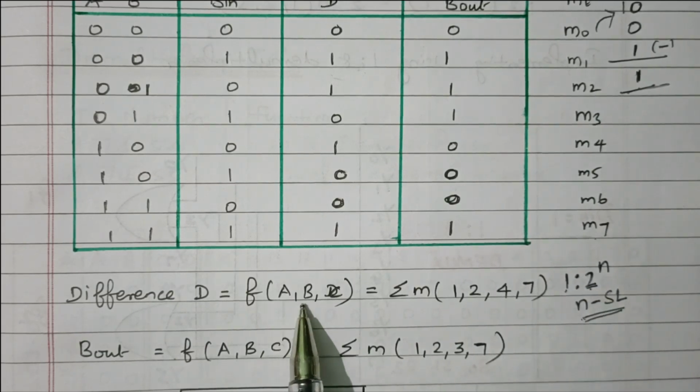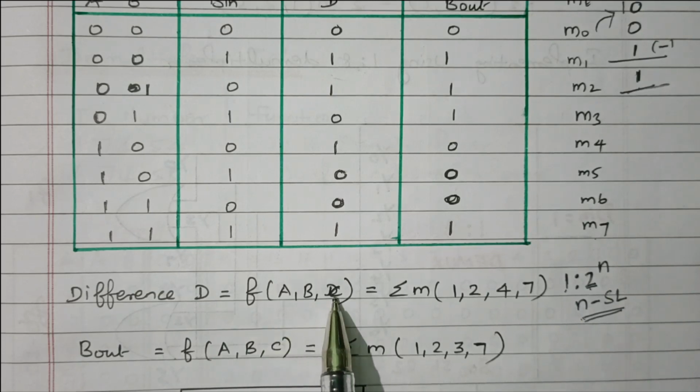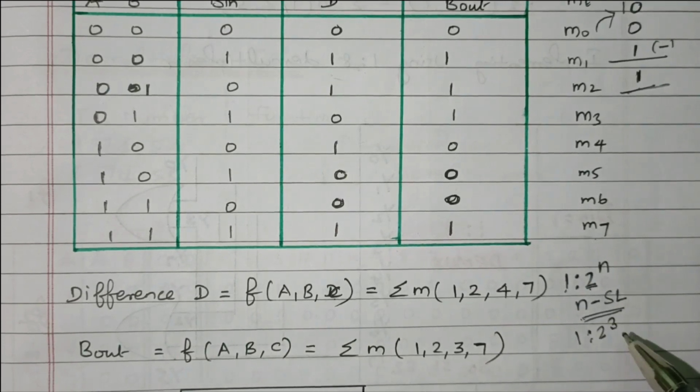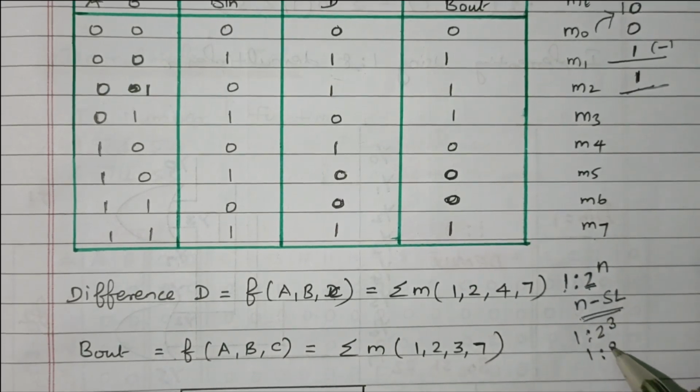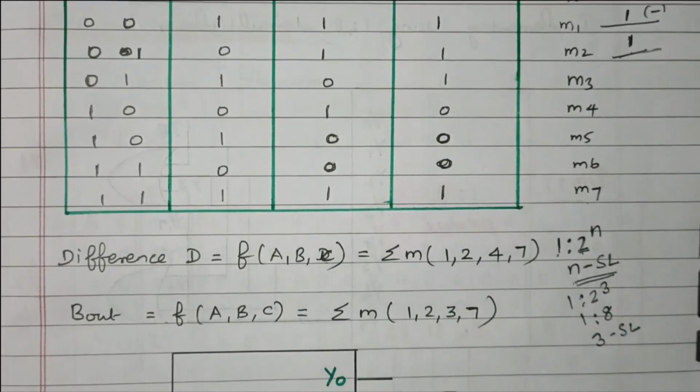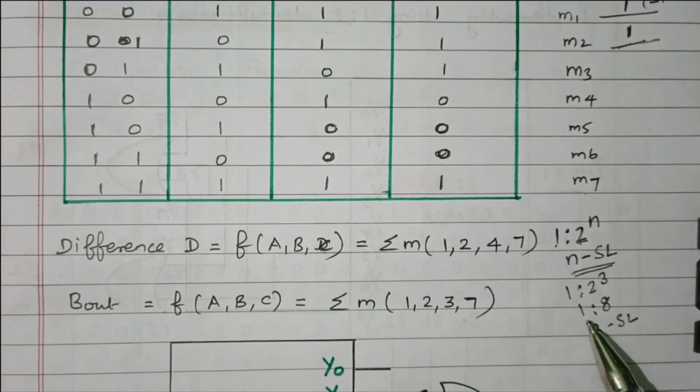Here there are three variables available: A, B, borrow in. So A, B, C or A, B, borrow in. So 2 to the power 3, that is, a 1 to 8 demultiplexer is needed. In that we need 3 selection lines, right? So we need a 1 to 8 demultiplexer, which means 3 selection lines will be available.